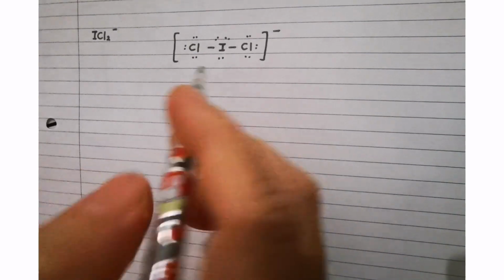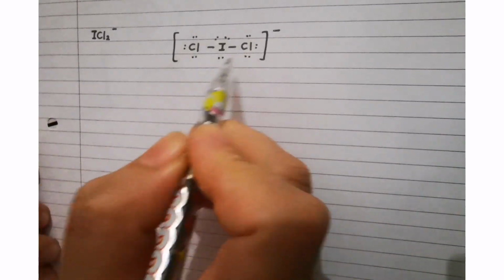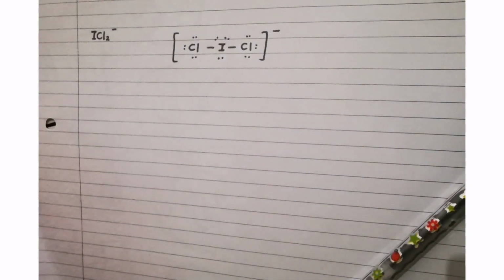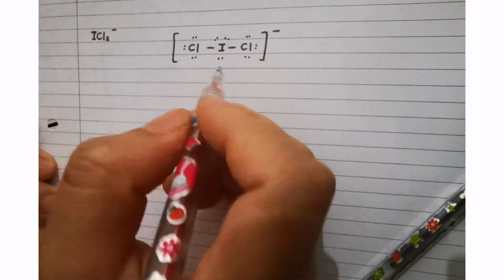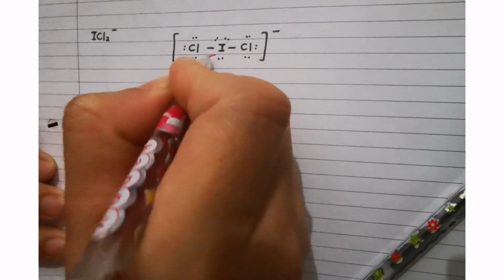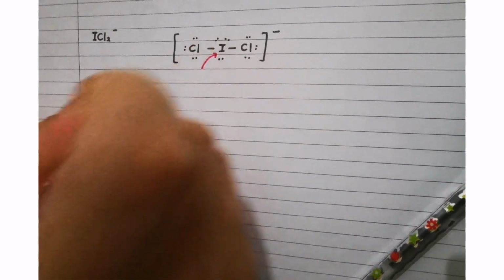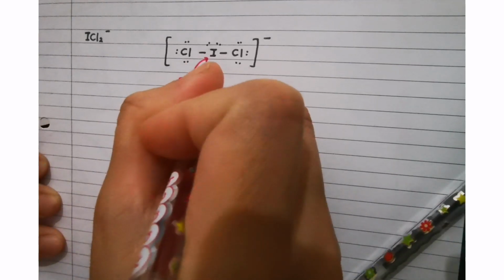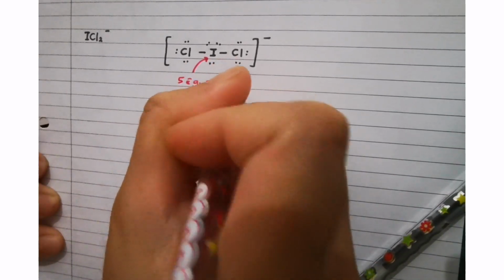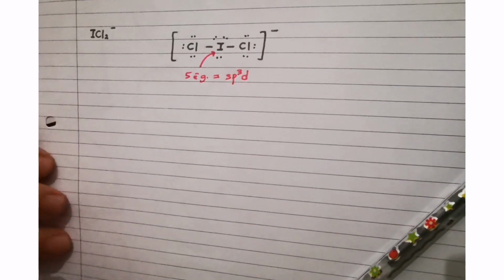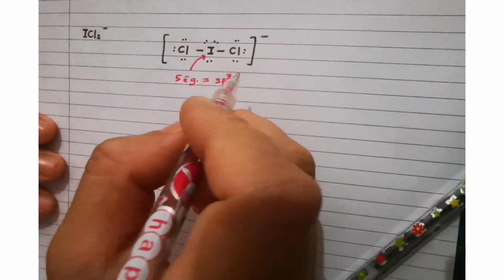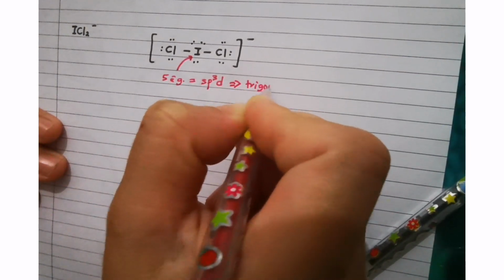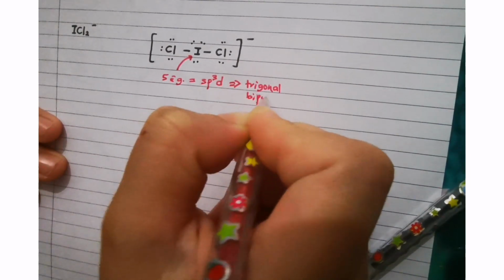For ICl2 minus, this is the Lewis structure of ICl2 minus. Now let's determine the type of hybridization of the central atom. So I here has 1, 2, 3, 4, 5 electron groups, which indicates it has sp3d hybridization. For sp3d hybridization, we know that the arrangement will be trigonal bipyramidal.